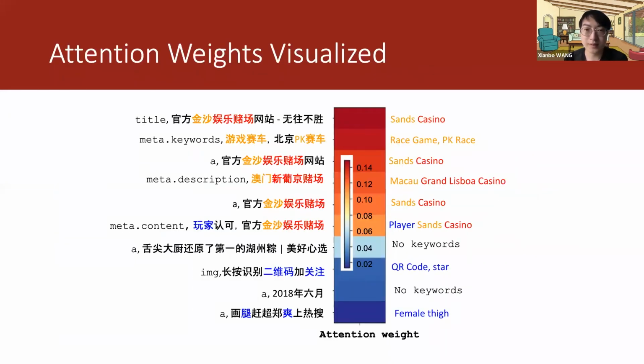This visualizes the learned attentions. We can see that tags like title and meta, which are more essential to search engines, are automatically assigned higher weights. Also, keywords related to gambling get more attention, while uninteresting keywords get lower weights.